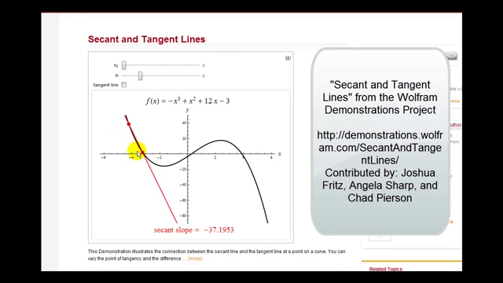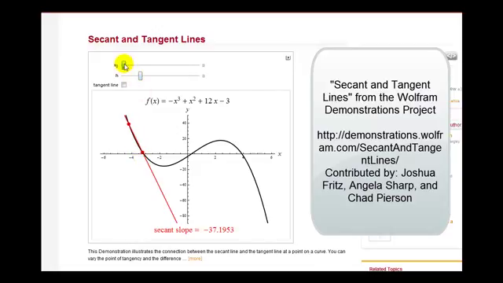This red secant line represents the average rate of change of this black function between these 2 points. So notice that the slope of this red line is negative. Notice how the slope of this secant line is approximately negative 37, which means the average rate of change of the black function from this first point to the second point is approximately negative 37.